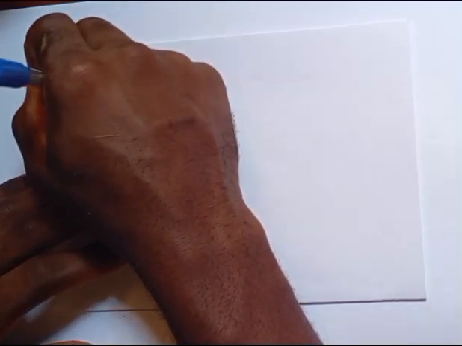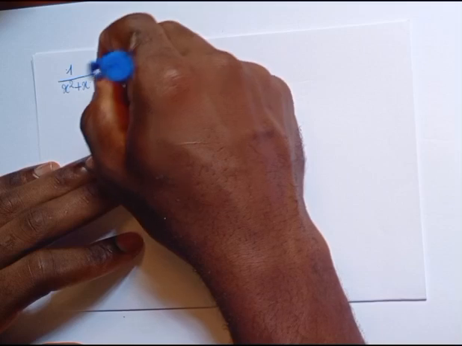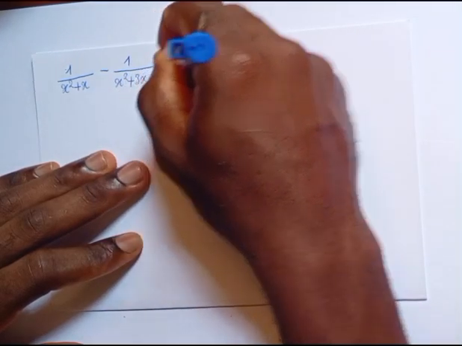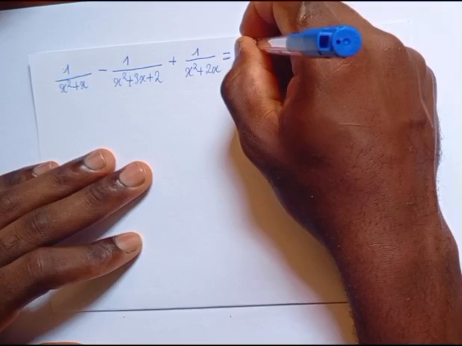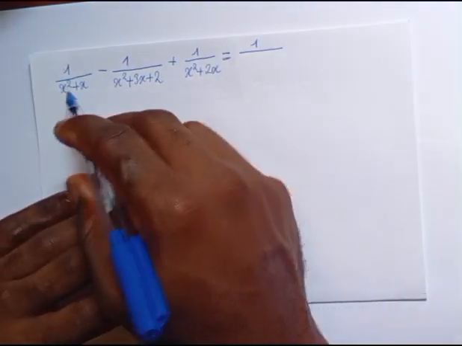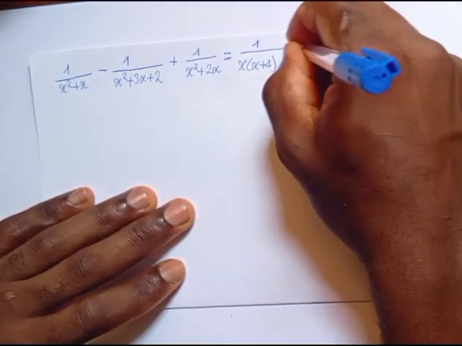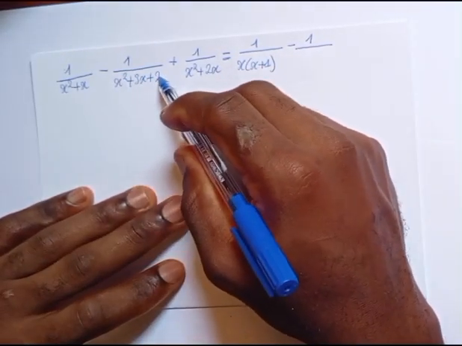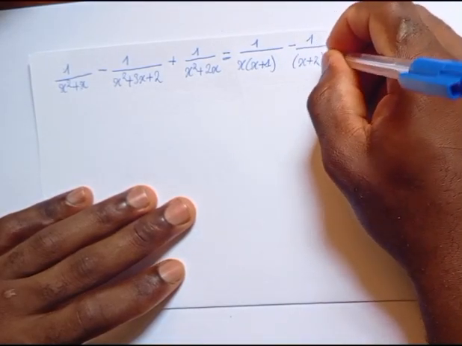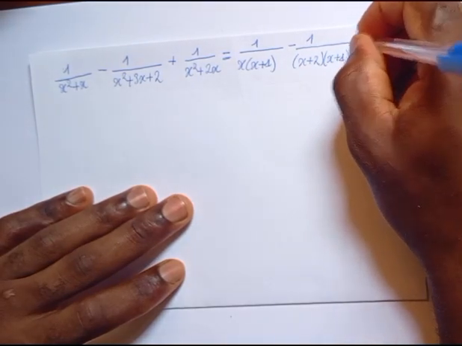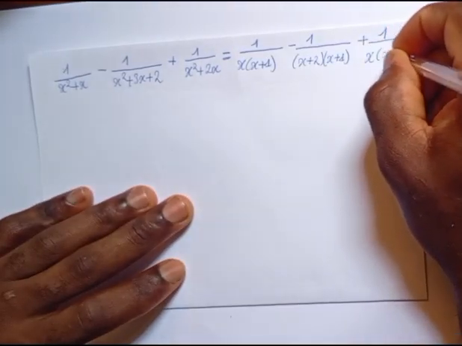Simplifying the fractions, 1 all over x squared plus x, minus 1 all over x squared plus 3x plus 2, plus 1 all over x squared plus 2x will simply be equal to 1 all over the factorization of x squared plus x, which is x times x plus 1, minus 1 all over the factorization of x squared plus 3x plus 2, which is x plus 2 times x plus 1, plus 1 all over the factorization of x squared plus 2x, which is x times x plus 2.